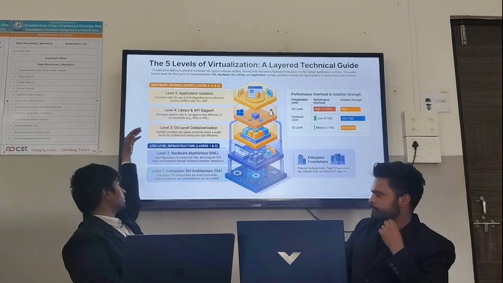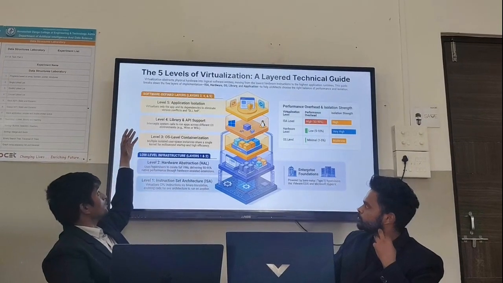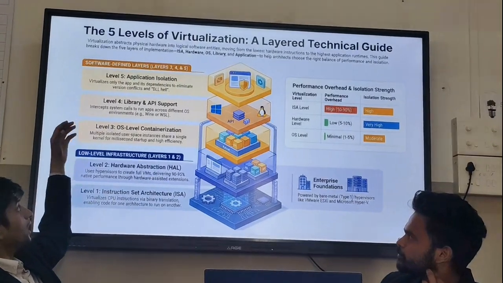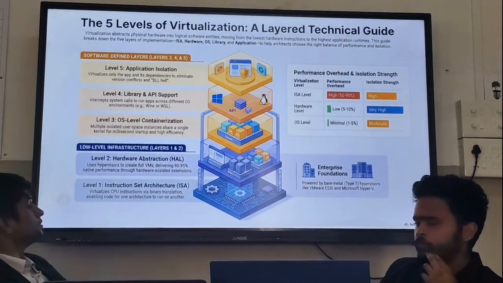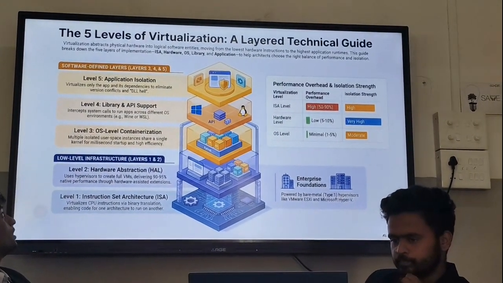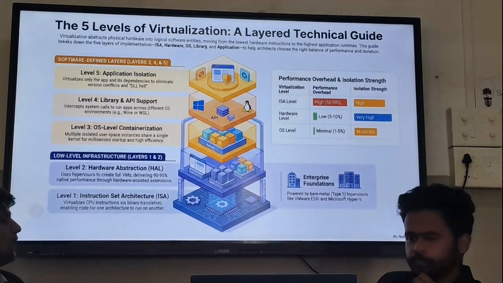In the fifth one, as everyone knows, we virtualize only the app and its dependencies to eliminate version conflicts and dependency issues. And coming to level 4, it intercepts the system calls to run the app across a different OS environment, for example, Wine or WSL.